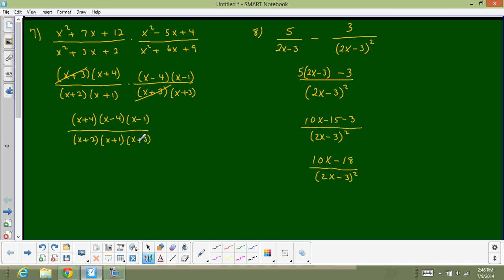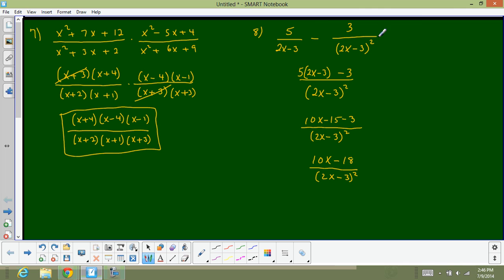So we're left with an x plus 4 times an x minus 4 times an x minus 1 in the numerator. And in the denominator, you have an x plus 2 times an x plus 1 times an x plus 3. And so there's your final answer for question number 7. Not a lot going on there in terms of difficult algebra.